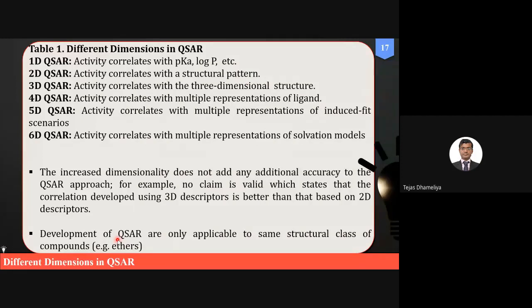So these are the types of QSR which you can see on your screen: 1D QSR, 2D QSR, 3D QSR, 4D QSR. Now in this context, the most suitable kind of QSR is 1D QSR. As the name suggests, 1D, so D stands for dimension.